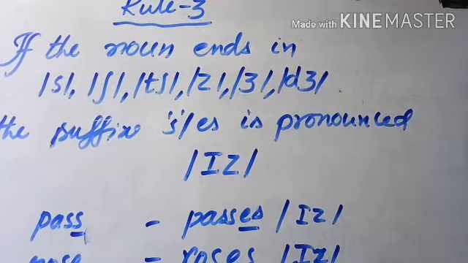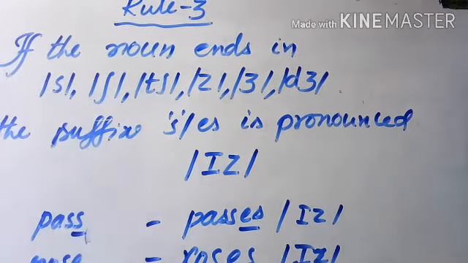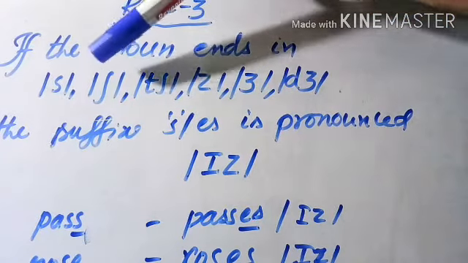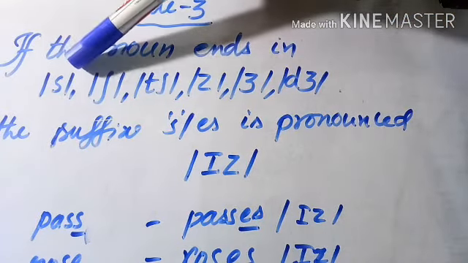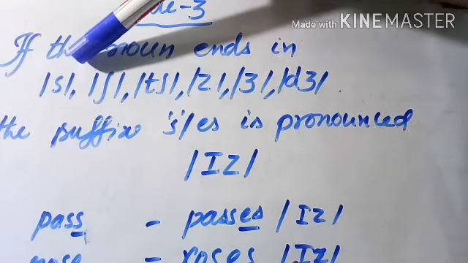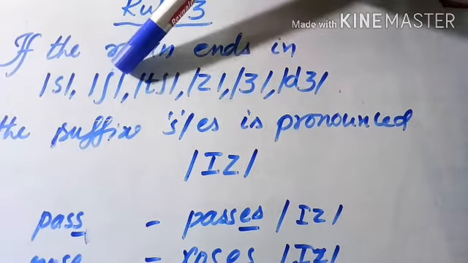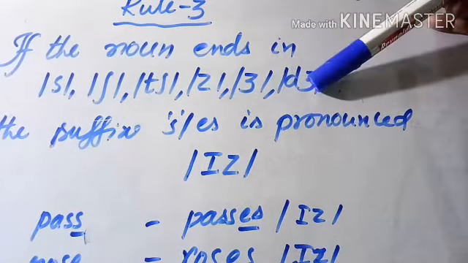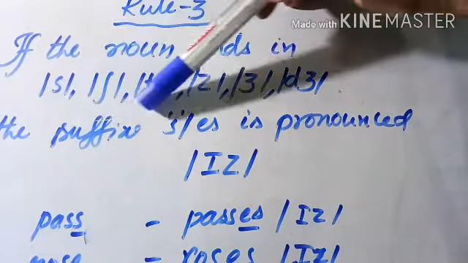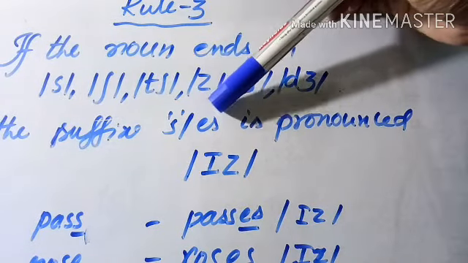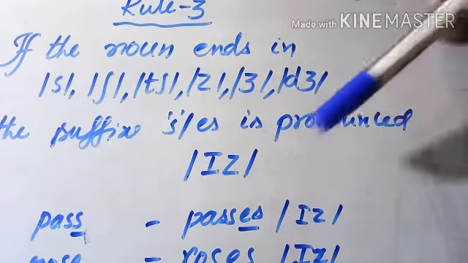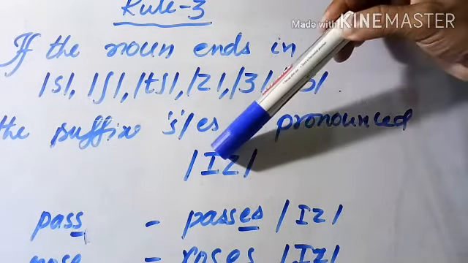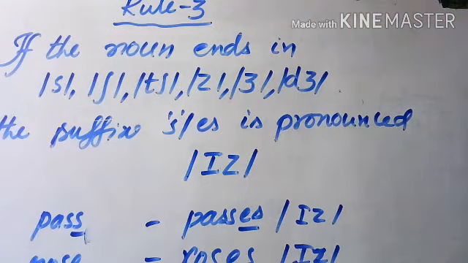Now rule 3. If the singular noun ends in these six sounds, that is s, sh, ch, z, zh, j, then the suffix s or es that is added to the singular noun is pronounced iz, but not like s or z. This is iz. Now we will see this with the examples.